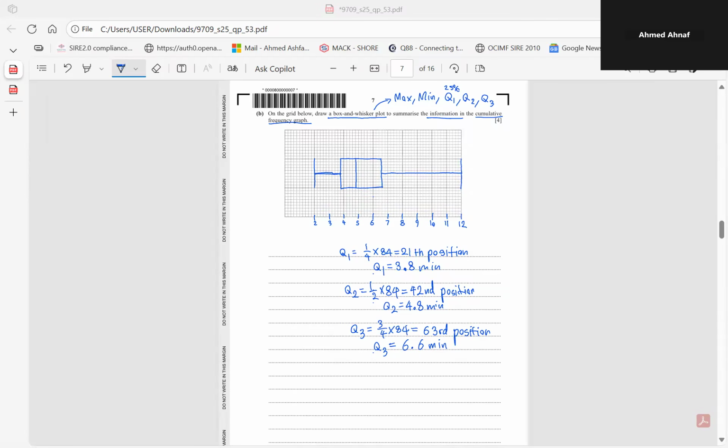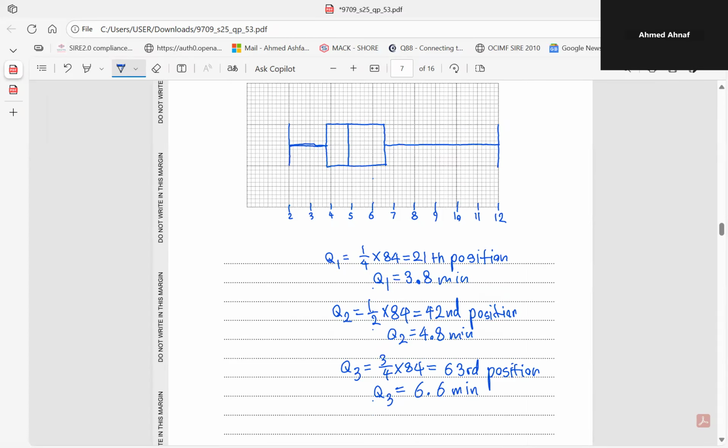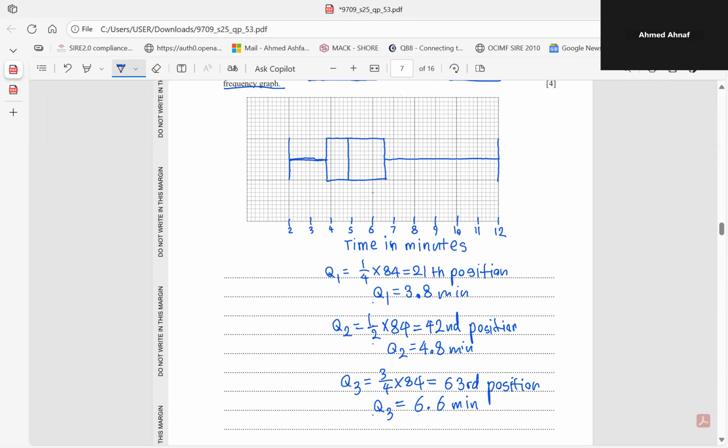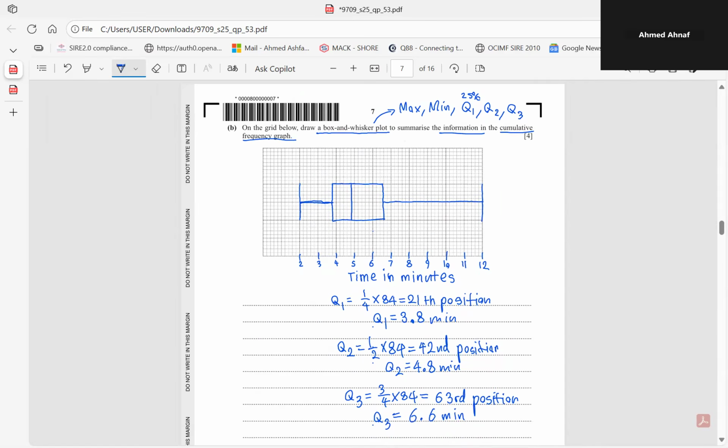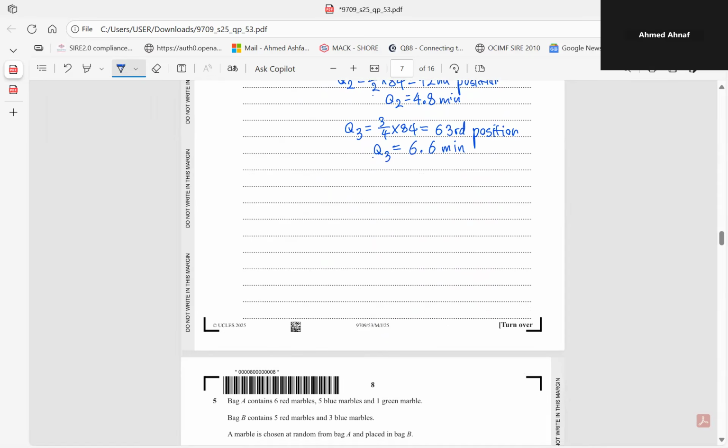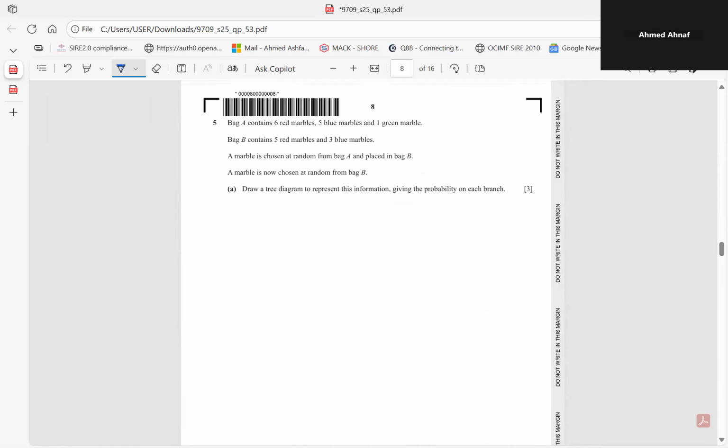Okay, so for this part, sorry, you're supposed to label your axes. So this is supposed to be labeled as time in minutes. Yeah, so this is the small minor mistake that I made. Okay, so always remember to label your axes. So let's head on to the next question.